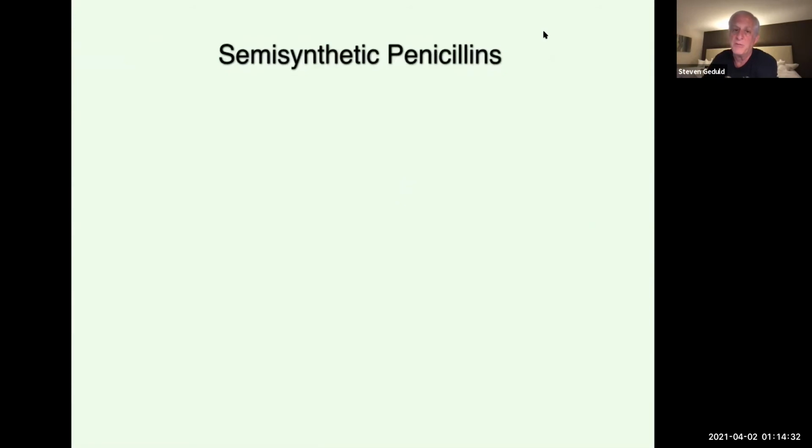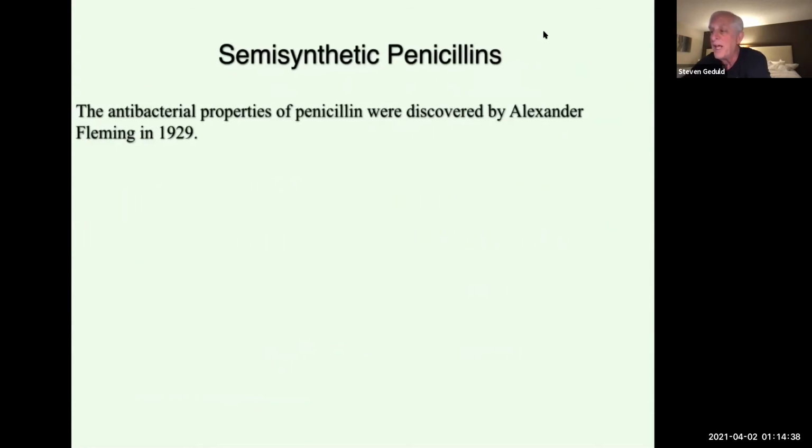Semi-synthetic penicillins. We made a lot of penicillins. We created them in the lab once we had the discovery that penicillin is an antibiotic. The antibacterial product penicillin was discovered by Alexander Fleming in 1929. It was discovered by mistake, actually. And once you discover that, then we got some problems with penicillin. Now we make them in the lab, and we get rid of some of those problems.